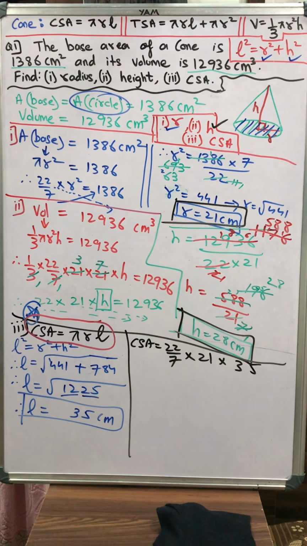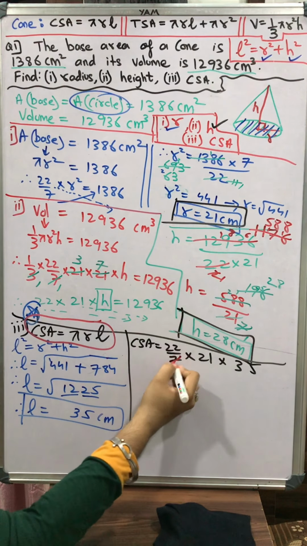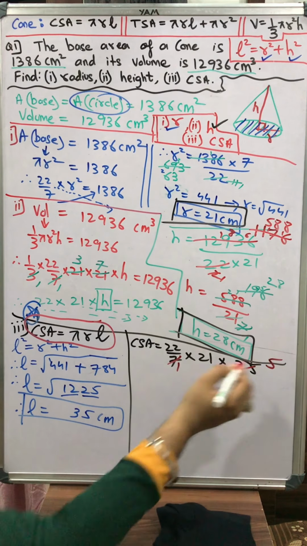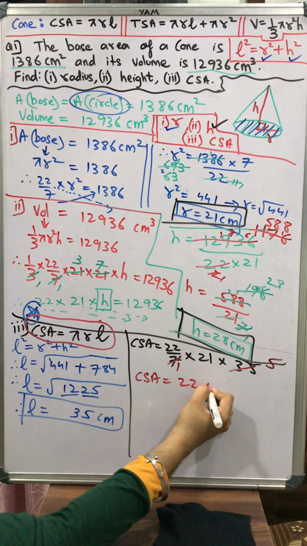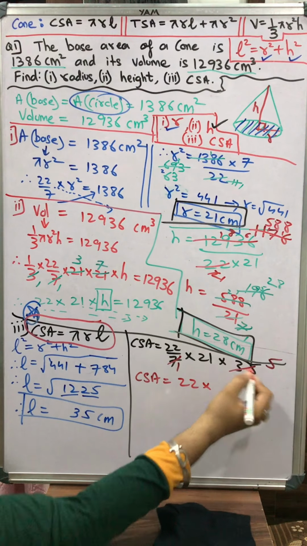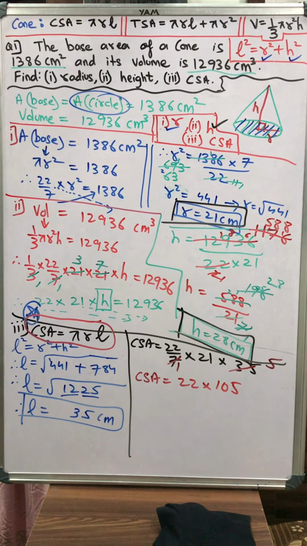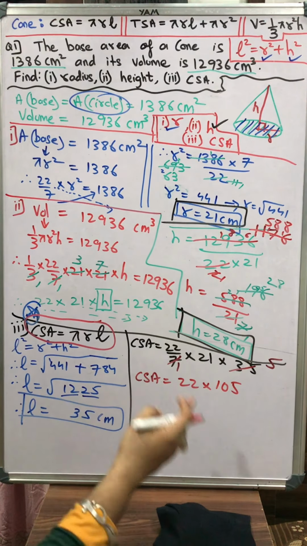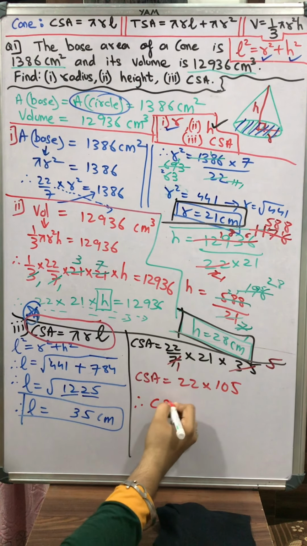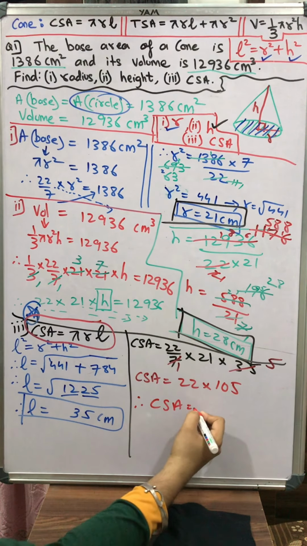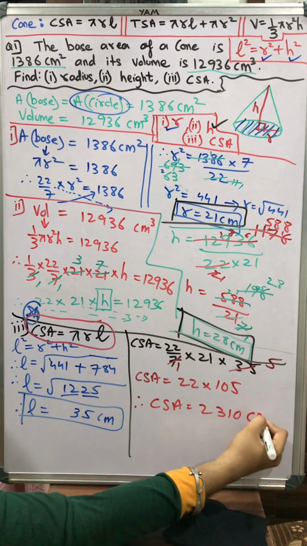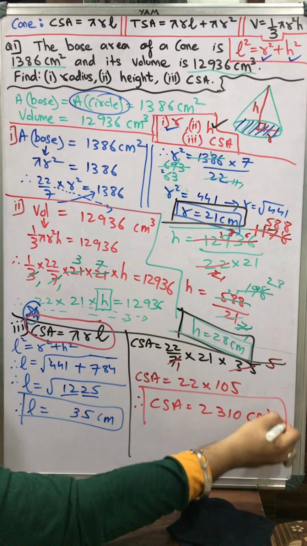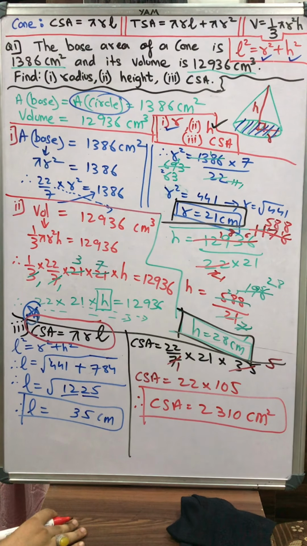Okay, students. Now let's do the cancellation. 7 1s are 7, 7 5s are 35. So curved surface area will be what? 22, I'll write as it is, 22. 5 1s are 5 and 5 2s are 10. So curved surface area will be 22 multiplied by 105. So therefore 22 multiplied by 105 will give you 2310. It's an area, so it will be centimeter square. 2310 centimeter square. Hope you all understood, students.